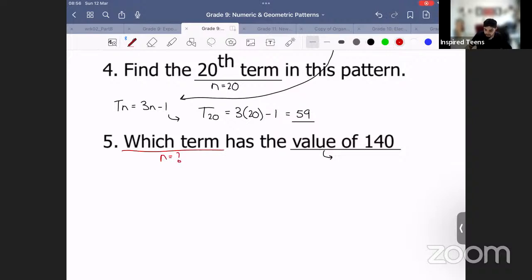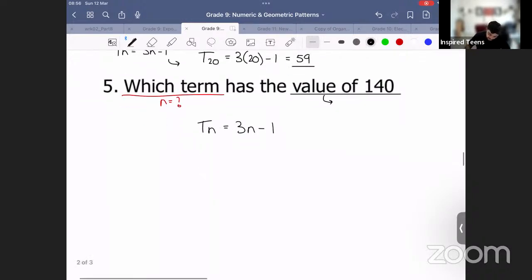They're asking which term, and then you can answer it in English. Is it the 50th term? Is it the 60th term? Is it the first term? They're asking for n. So you'd utilize your formula as well. Tn is equal to 3n minus 1.